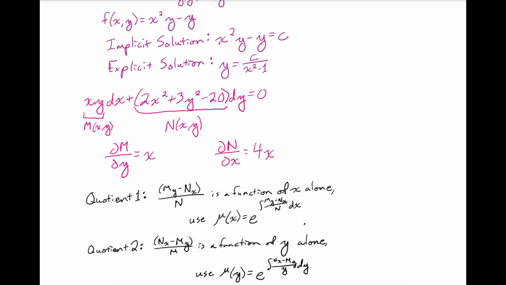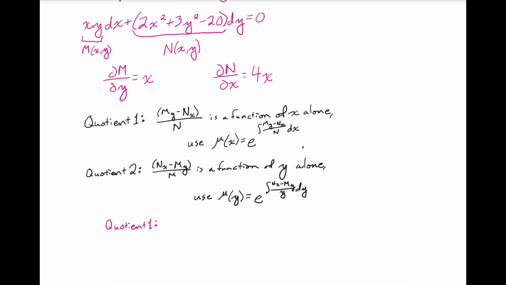Now, if that quotient is not a function of x alone, then we move on to quotient 2. Quotient 2 says N sub x minus M sub y, divided by M. That is the partial derivative of N with respect to x minus the partial derivative of M with respect to y, divided by M. If that is a function of y alone, then we use an integrating factor of mu of y equals e to the integral of that quotient dy. So let's check and see if either of these quotients works for our example.